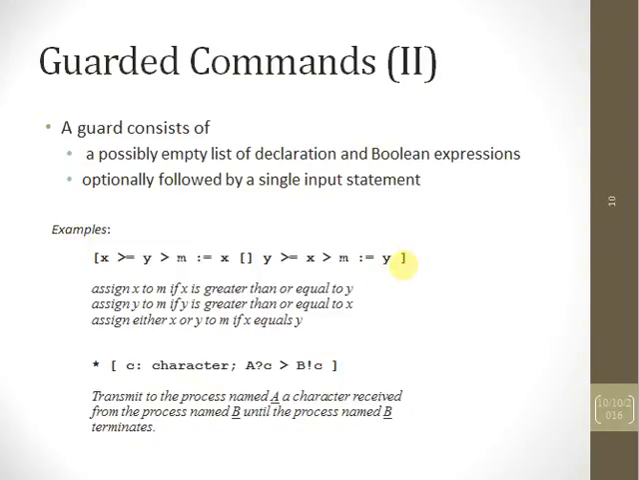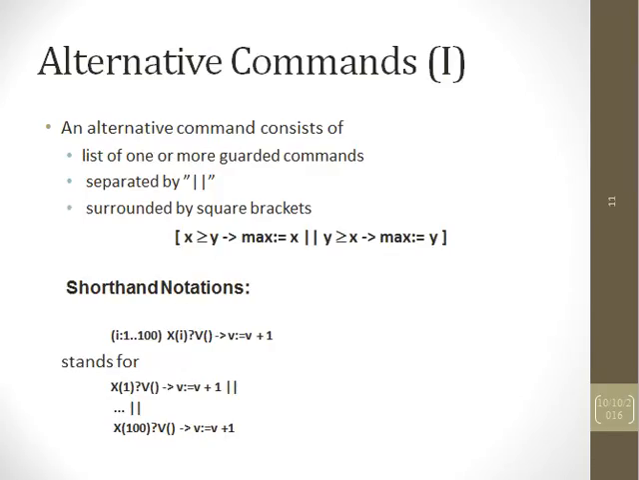For alternative commands, like we discussed before, the requirement is that either one of the commands be executed. Shorthand notations include, like, i equals 1 to 100. Instead of writing x of 1 to x of 100, many commands, we can just include i is 1 to 100 notated in a single command.